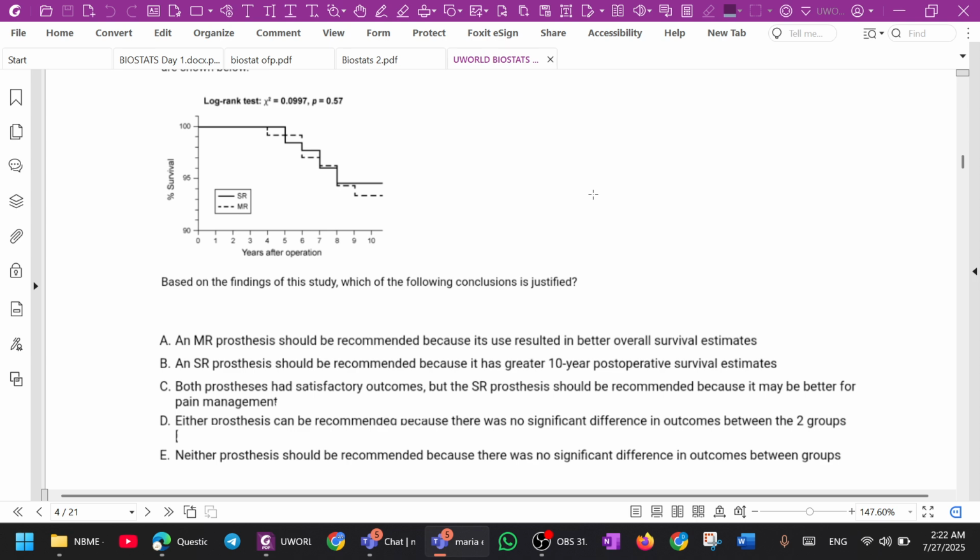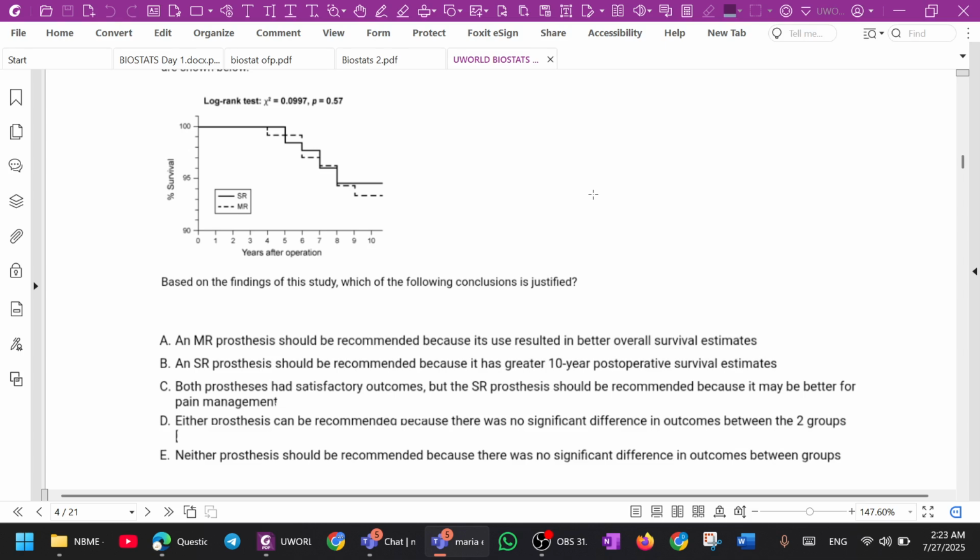We see the 10 years of whatever, one is higher than the other. We see that here it says SR had less anterior pain, and this is statistically significant. So there was definitely some type of difference between the two groups. So we are left between B and C.